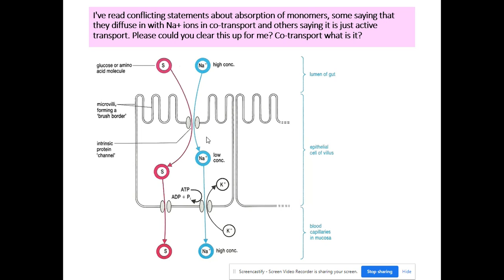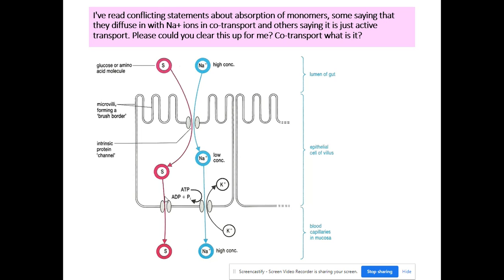Now, the first thing to point out is that you can't actually actively transport glucose or amino acids. This co-transport system is the system that has evolved to allow these molecules, the glucose and amino acids, to be taken into the cell, regardless really of their concentration gradient. So this co-transport will bring every last little bit of glucose and amino acids into the cell here by facilitated diffusion. So how does it work?